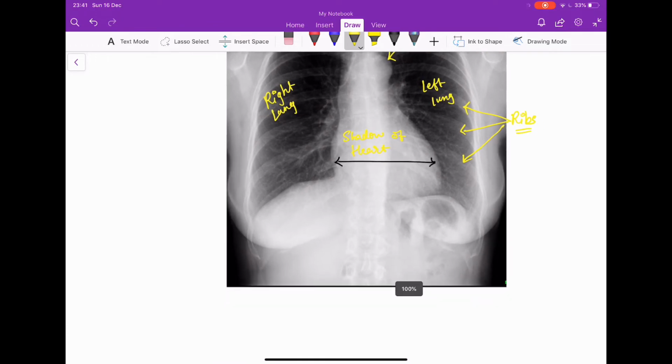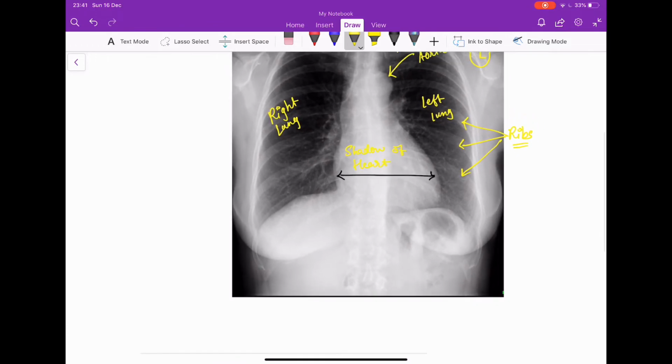Now, after doing this, we must determine the two angles which should be present in the normal chest X-ray. The two angles are the costophrenic angle, which I'll be showing you in red color, and the other angle is the cardiophrenic angle. So the first one is costophrenic, and the second is the cardiophrenic angle.